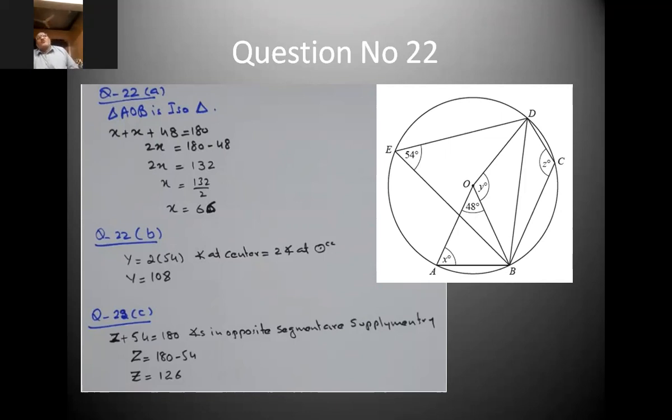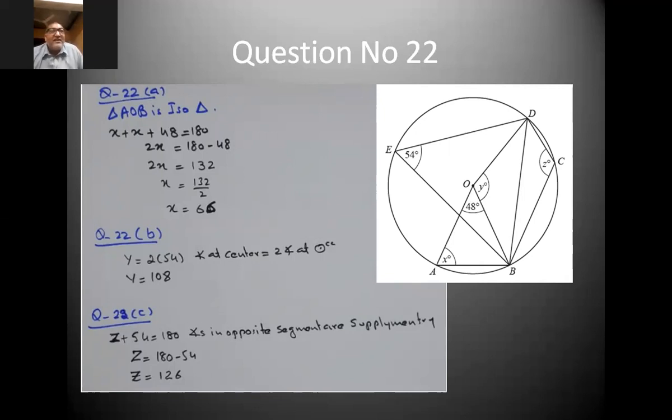In the second part, he wants you to find the value of y. You can see here this DB chord. This DB chord goes to the center. The angle subtended by the DB chord at the center is y, and the angle subtended by the DB chord at the circumference is 54. The angle at the center will be twice the angle at the circumference. So 2 into 54, 108. The angle subtended by the chord at the center is twice the angle subtended by the chord on the circumference. This is the reason you would write. So y is equal to 2 into 54, that's 108.